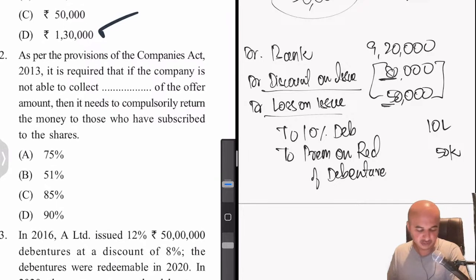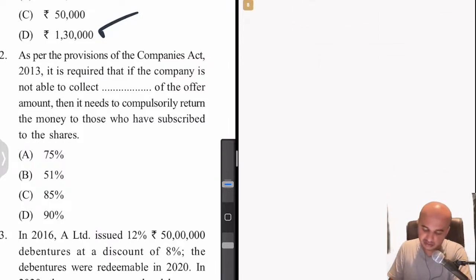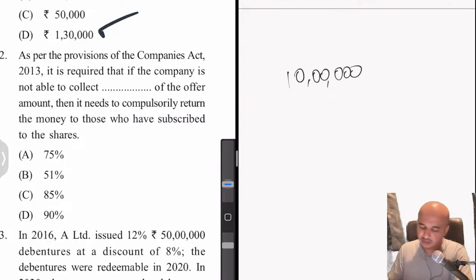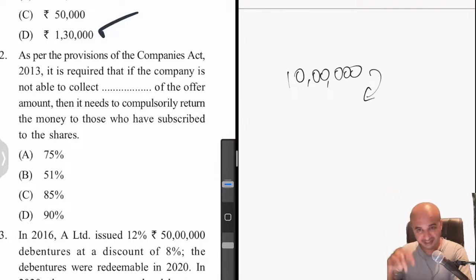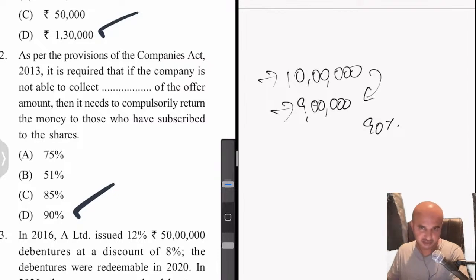As per the provisions of Companies Act 2013, if a company is not able to collect 90% of the offer amount, then it needs to compulsorily return the money to those who have subscribed to the shares. Let's say you issue shares worth rupees 10 lakhs. How much should you get as subscription for this issue to be considered as successful according to Companies Act? That is 9 lakh, meaning we should at least receive 90% of the offer amount. Offer was 10 lakhs, we should have received at least this much for that issue to be considered as a successful one or something which is valid.